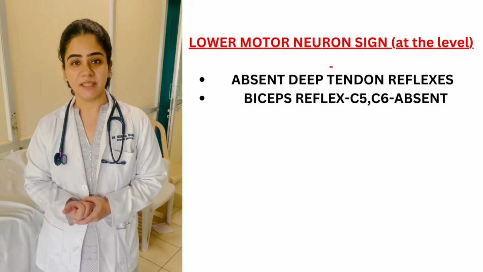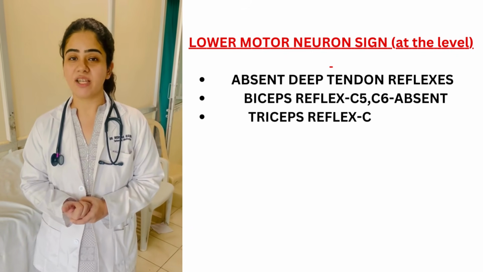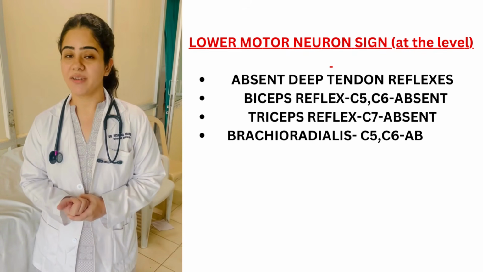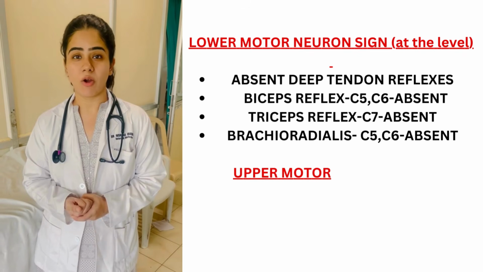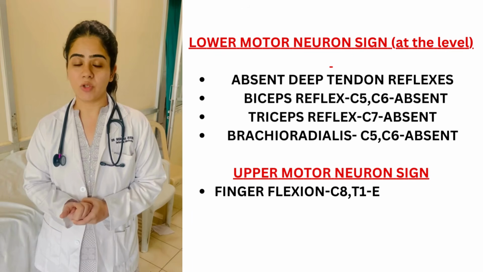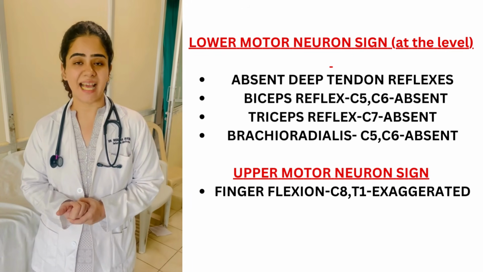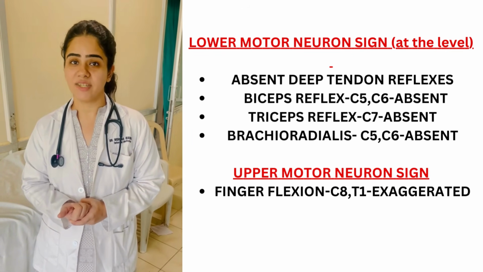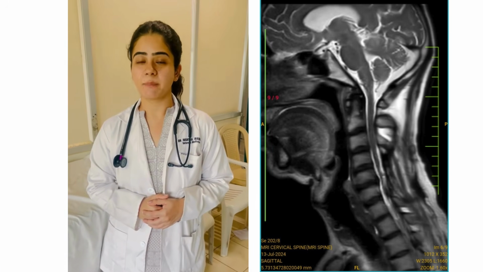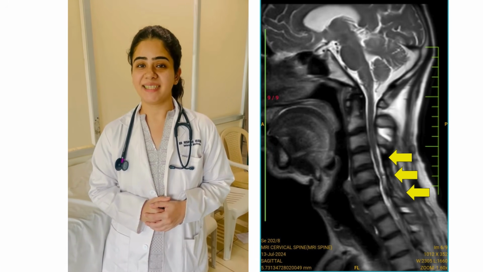So in this patient, the biceps reflex with the root value of C5, C6, triceps with the root value of C7, and brachioradialis, the root value of C5, C6, all are absent, showing lower motor neuron signs. And the finger flexion with the root value of C8-T1 is exaggerated, showing the site of lesion being C5, C6. Thus, we conclude that in this patient, the segmental site of lesion is at C5, C6 to C7.